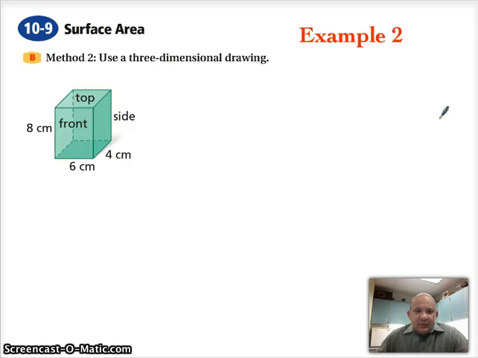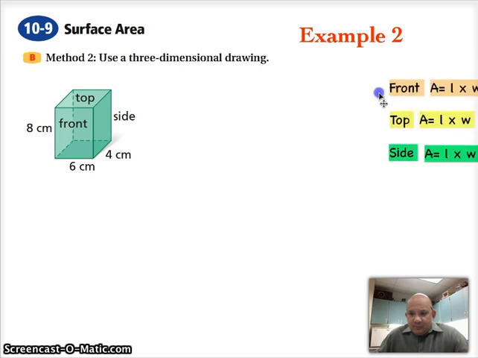Next, another way of figuring out volume is simply by not drawing a net, but understanding what surfaces we're taking the area of. Here we're just using that three-dimensional drawing that you see.